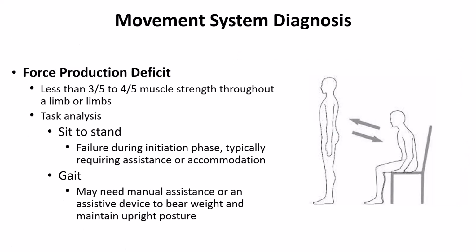First, movement system diagnoses. Hopefully this is one we've hit pretty hard so far, and that's going to be your force production deficit. By definition, and from the Sheets et al. article, this is a patient who has less than 3 to 4 out of 5 muscle strength. And when you look at their task analysis, they're going to have difficulty with sit to stand. Typically, their sit to stand, if they're relatively weak, is going to require some sort of assistance or accommodation. As well as the fact that when they try to walk, they might need manual assistance or some sort of assistive device to help them maintain their upright posture.